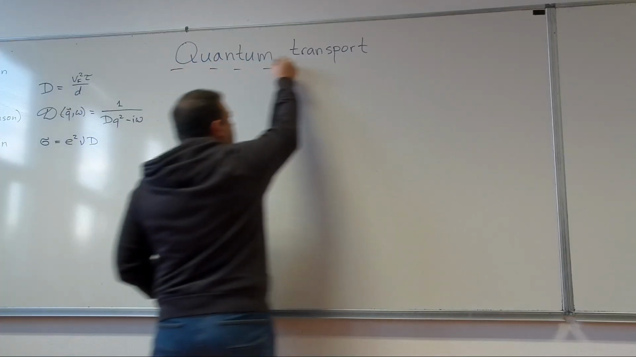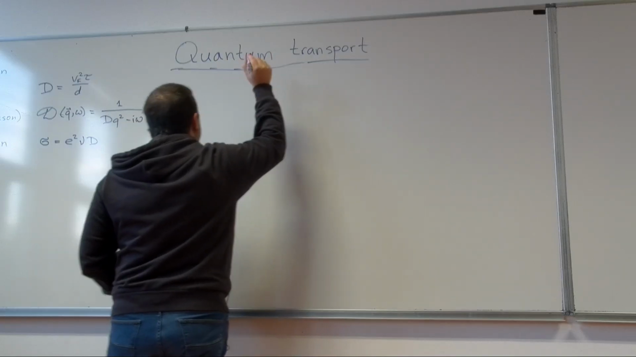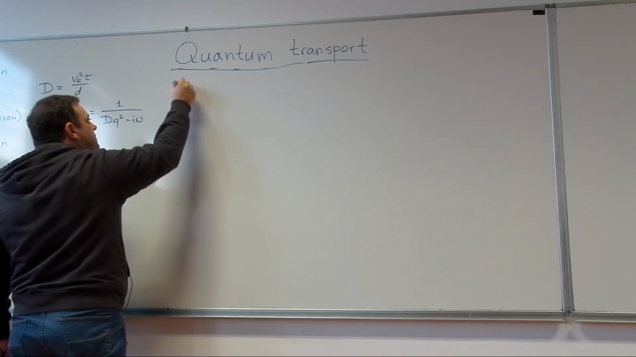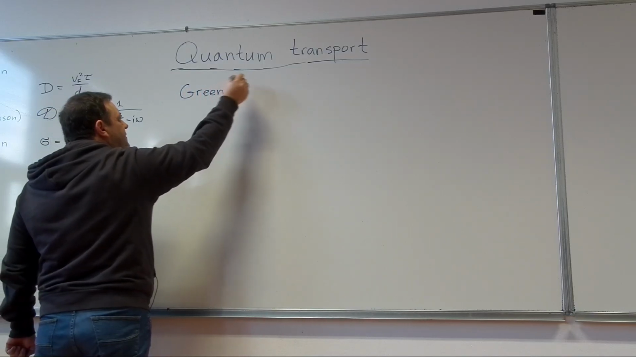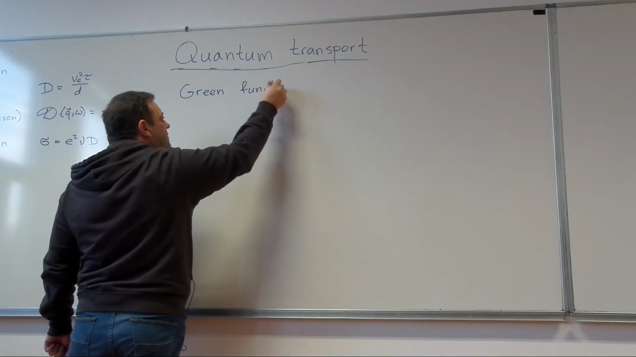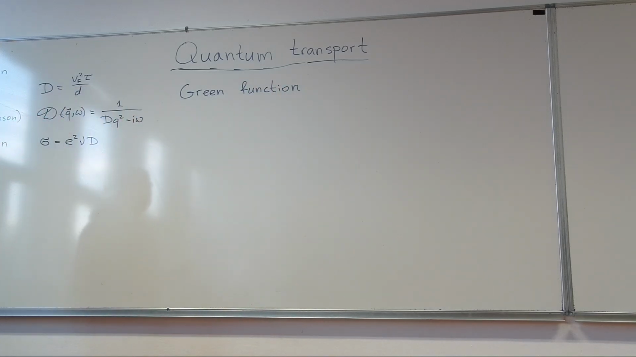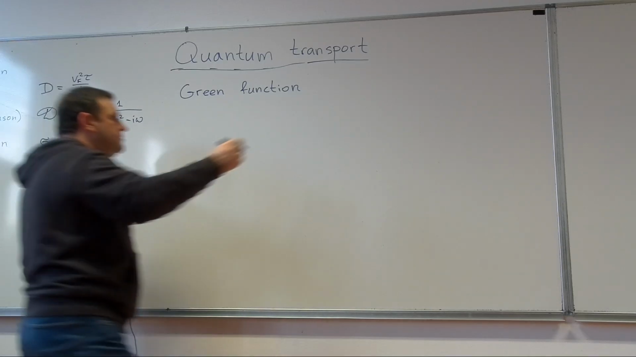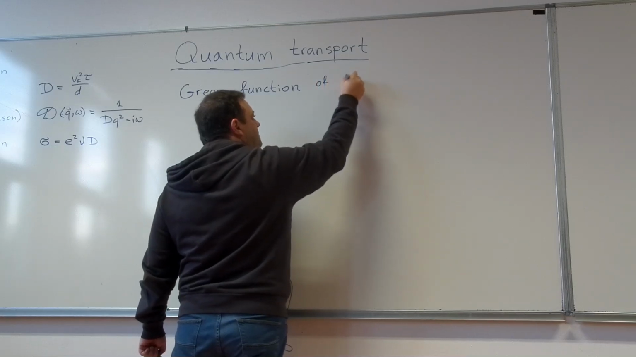So we will describe everything in terms of the following object, which is called the Green function. The Green function for electrons. Let me put it this way.